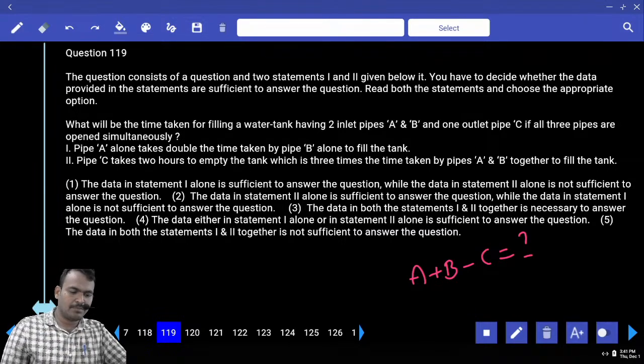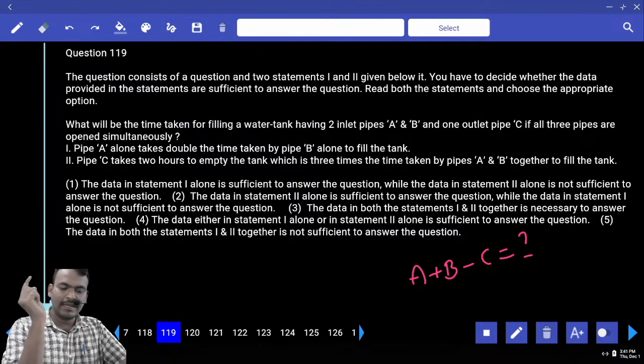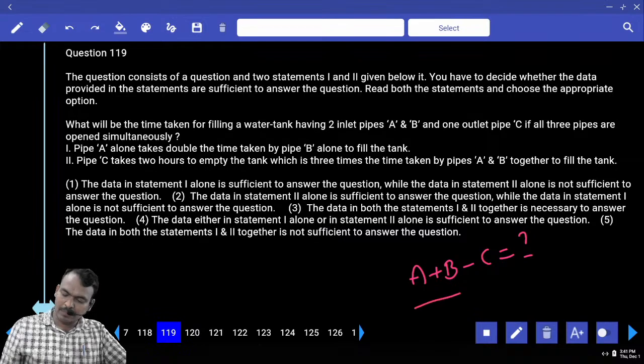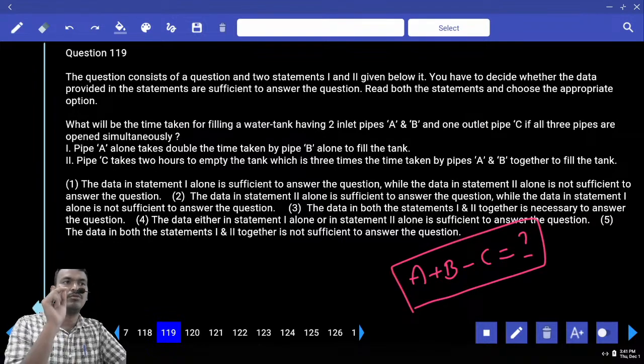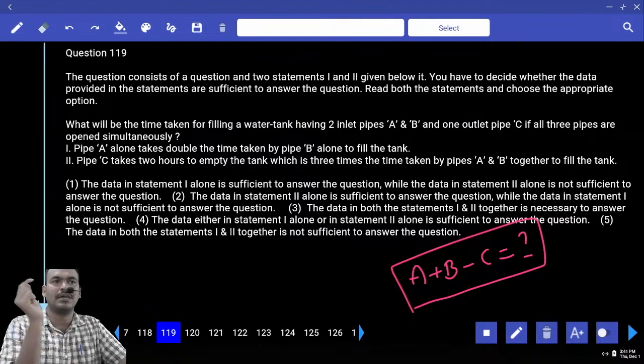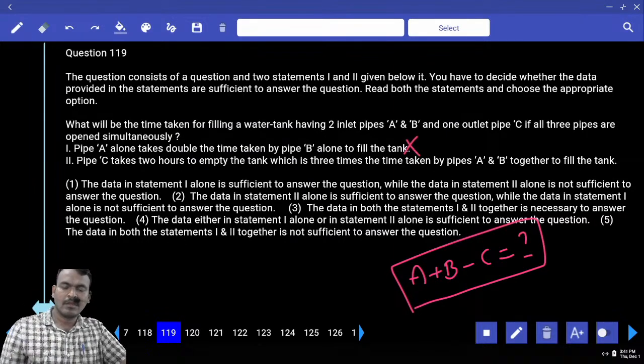But the first statement: pipe A alone takes double the time taken by pipe B alone to fill the tank. A time compared to B time, double or triple? Double. But we required A plus B minus C, which means we definitely need the individual data of A, B, C or not? Only 1 alone, not sufficient.